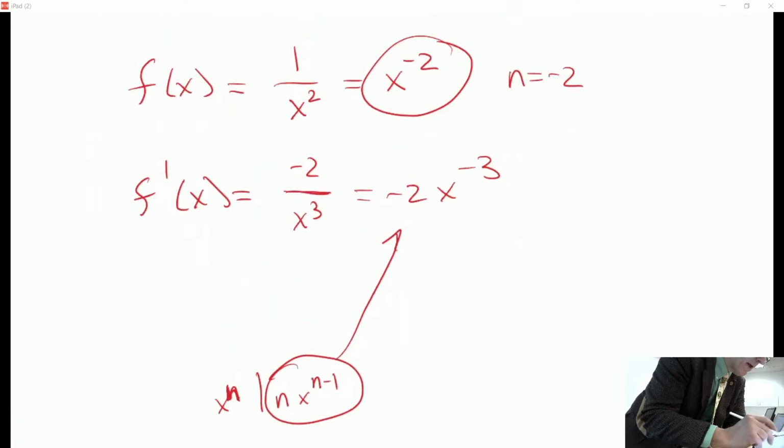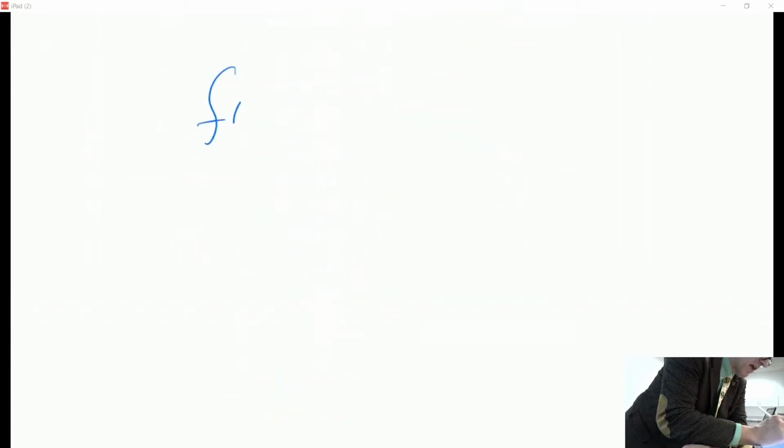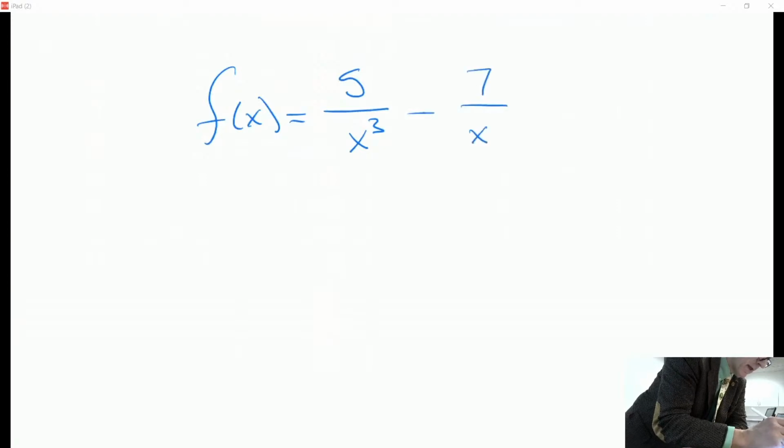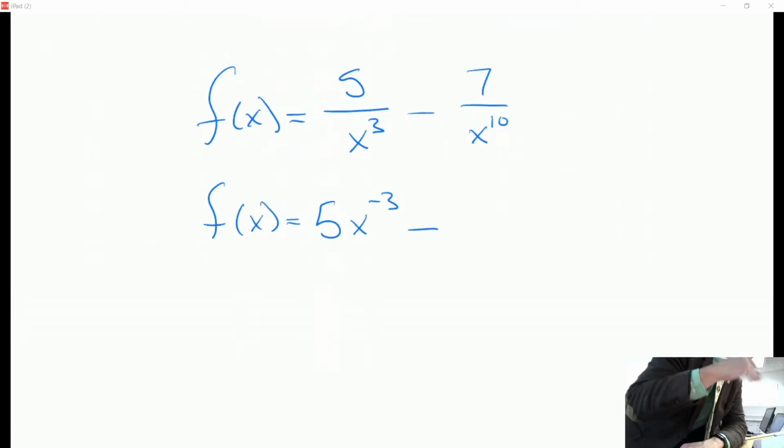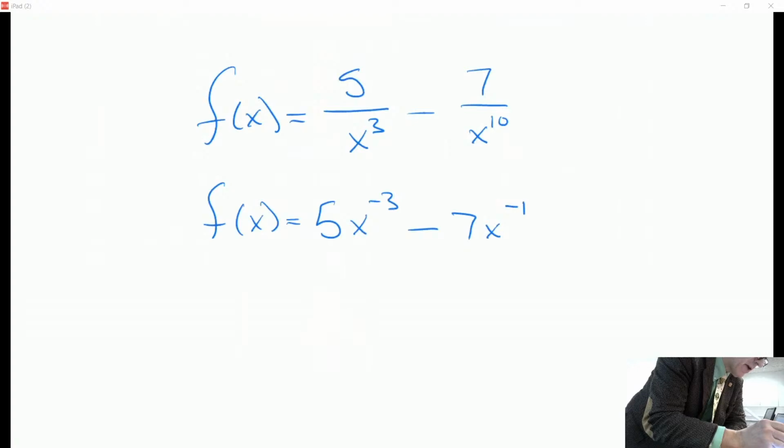And so this means that even if you have something like this, let's say f of x is equal to, let's make it hard, 5 over x cubed minus 7 over x to the 10th. You can still apply this power rule, just rewrite your expression so that you have no fractions. So negative exponents are fine, just no fractions.